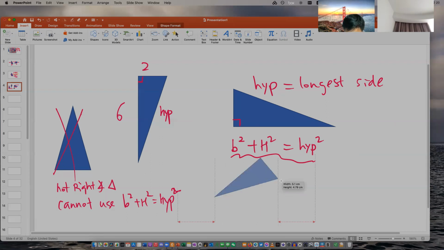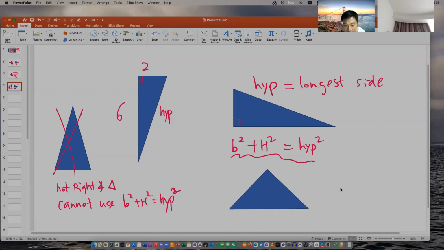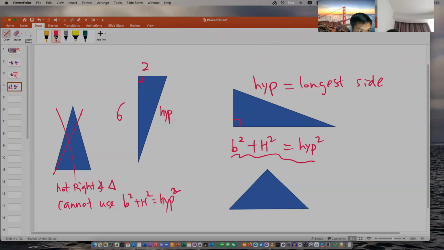Let me extend it, make it bigger, and rotate it a little bit. All right, good. So let's say you are given this. I think this is definitely a right angle triangle, so I label it as a right angle triangle. And in this case, can you see that the hypotenuse is actually here? Can you see it?